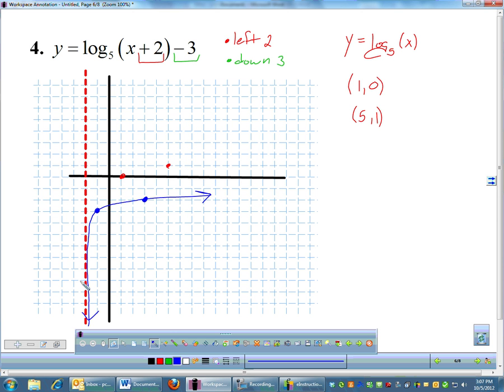Good? How are we doing on time? 10 minutes, not too bad. I think there's only 2 more problems. So we're starting with those 2 points, and then we'll shift around as needed.